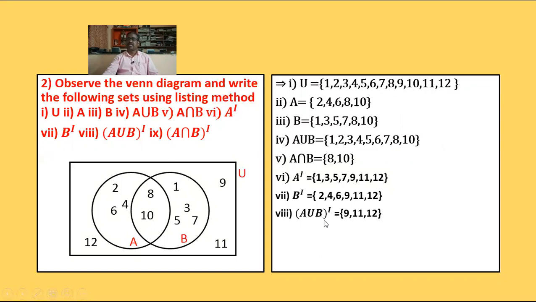This is the A union B complement. And A intersection B complement: all elements in U but not in A intersection B. A intersection B contains 8 and 10. Except these elements, the remaining elements in U form the set A intersection B complement. 8 आणि 10 हे घटक सोडून U मध्ये उर्वरित घटकांचा संच म्हणजे A intersection B चा कॉम्प्लिमेंट सेट. 1, 2, 3, 4, 5, 6, 7, 9, 11, and 12.